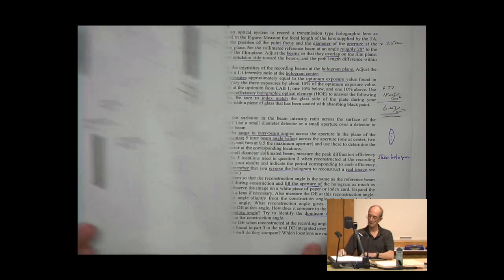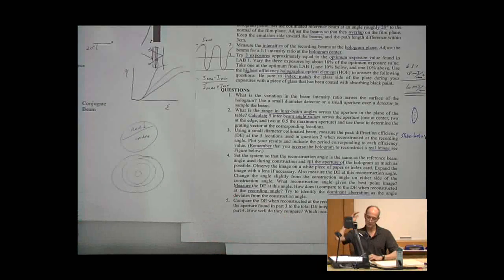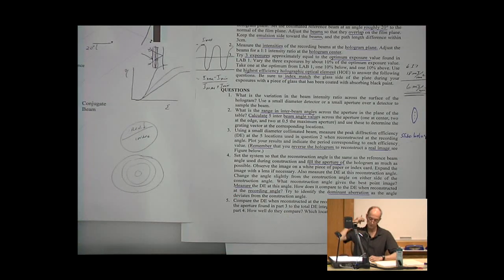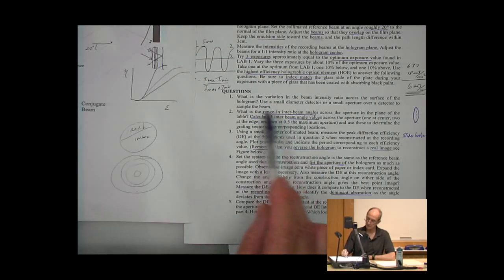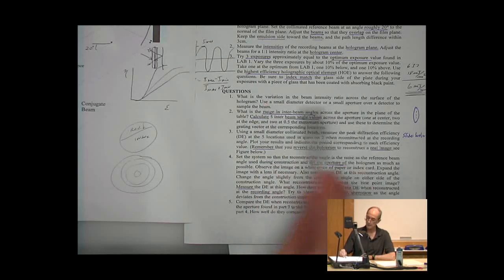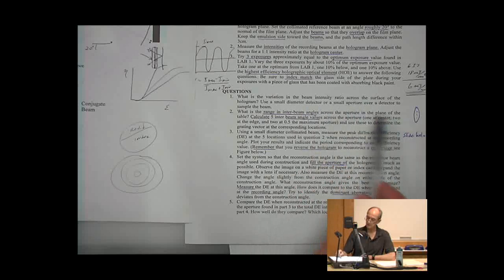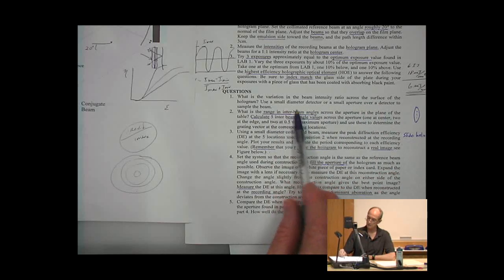Okay. All right, just a few little tidbits, but those are useful things for making some good holograms. So that was the procedure part. Here I am asking you what variation in beam intensity there is across the surface of the hologram.